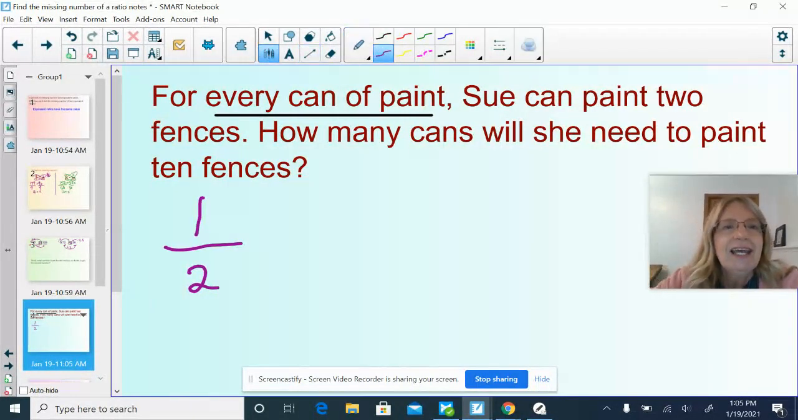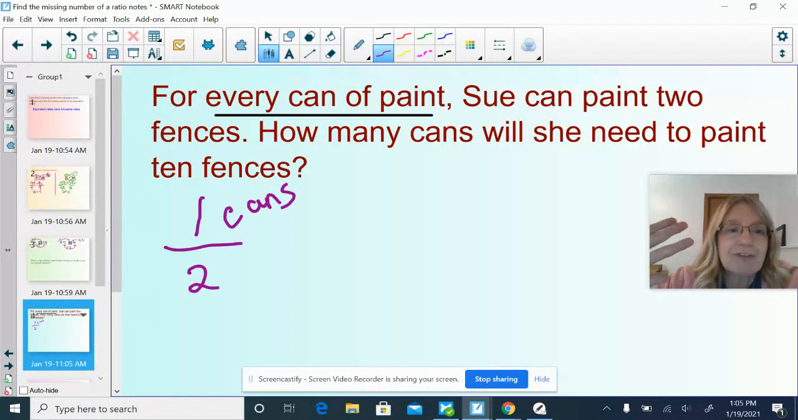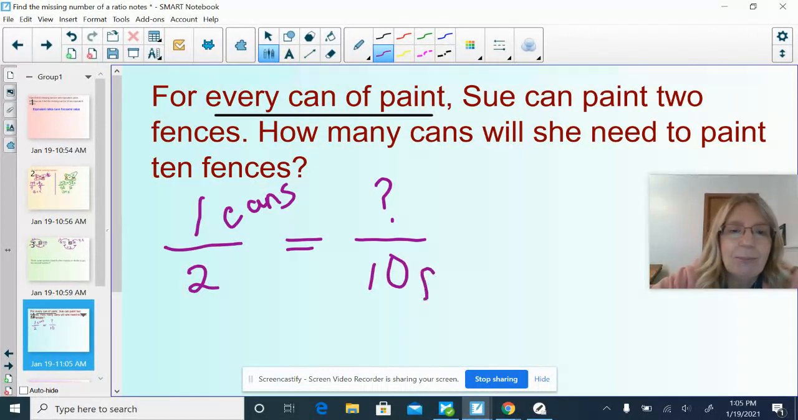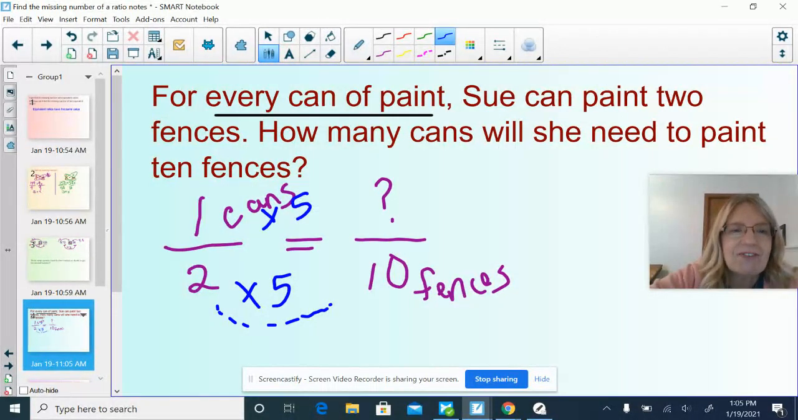All right. How many cans? So be consistent. If cans was on the top the first time, then how many cans will she need to paint 10 fences? Both times the number of fences were in the denominator or the bottom. So then I would think to myself, what did I do to get from the 2 to the 10? Times 5. So do the same thing on the top. 1 times 5 is 5.